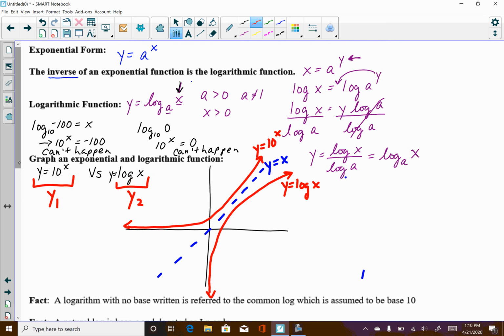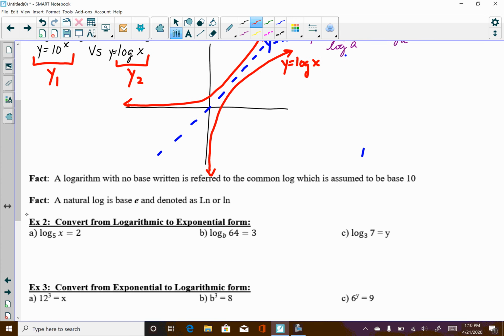So I'll scoot on down from here. A couple of facts. When I say logarithm, we're just talking about your common log. If it does not have a base written, it's referred to as the common log, and it's assumed to be base 10. I'll be pointing that out along the way. A natural log is base e. It's that common recurrent constant like we talked about in the last section, and it is referred to as ln or LN, either the capital letters or the lowercase. And you have both of these buttons in your calculator.